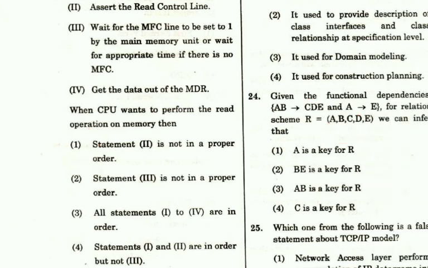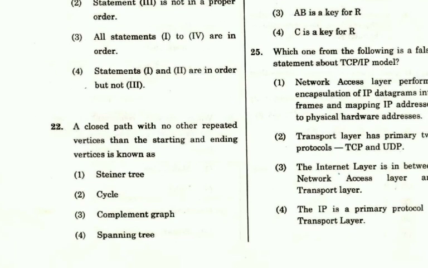Right. Next one. Which one from the following is a false statement about the TCP/IP model? So option 3 is the false statement. The TCP/IP model has four layers: the network access layer, internet layer, transport layer and application layer. The network access layer handles the physical transmission, whereas the internet layer handles the routing using the IP protocol, the transport layer handles end-to-end communication with TCP or UDP, and the application layer handles the user interaction.